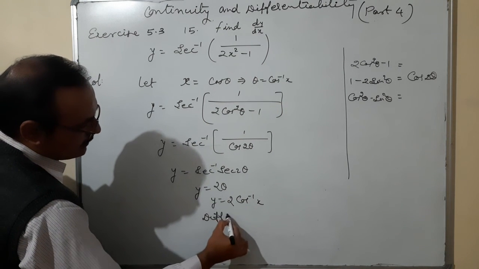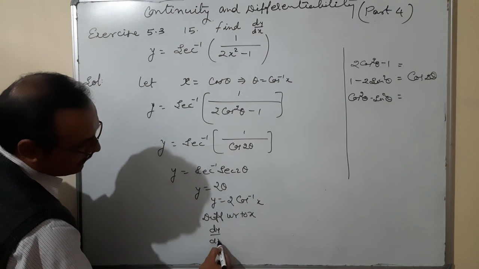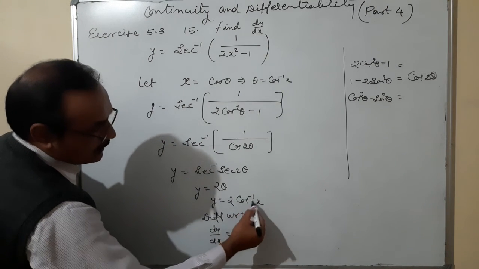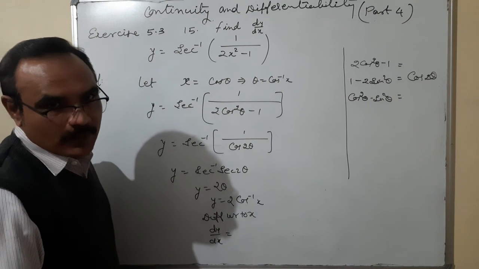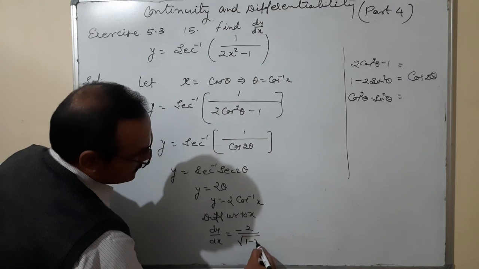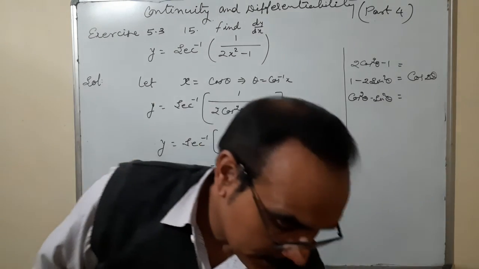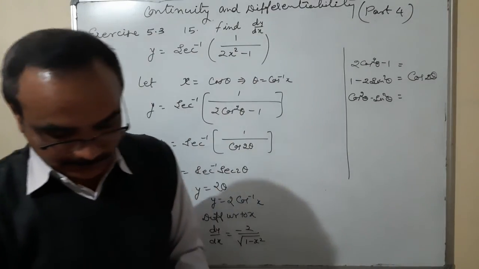Differentiate with respect to x. dy by dx is equal to, differentiation of cos inverse x is minus 1 upon under root 1 minus x square, so minus 2 upon under root 1 minus x square. Okay, so this is the result of the question.